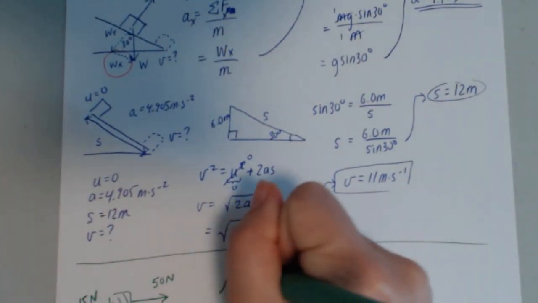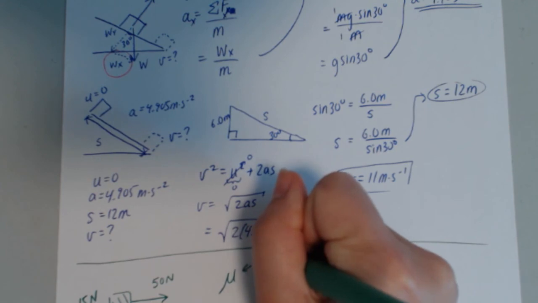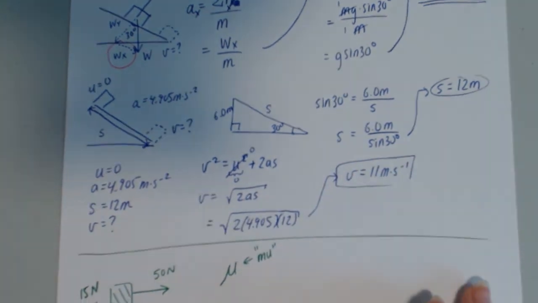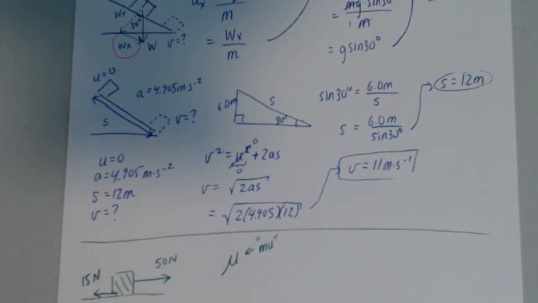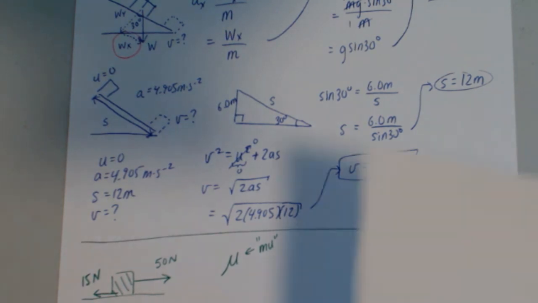Okay, so this is the Greek letter mu, and we use it for a coefficient of friction. Now you've seen that symbol before, except it didn't stand for coefficient of friction. It was in your data booklet. So let's see if we can find it.